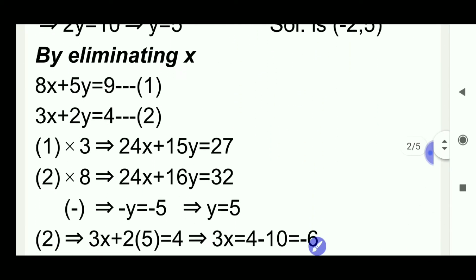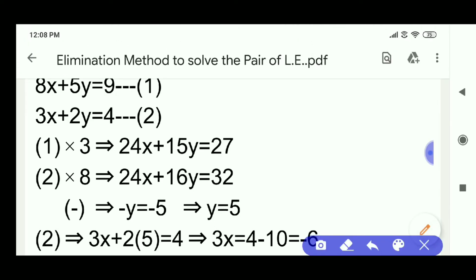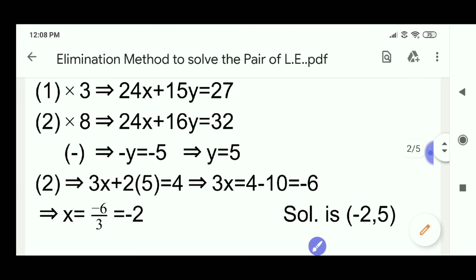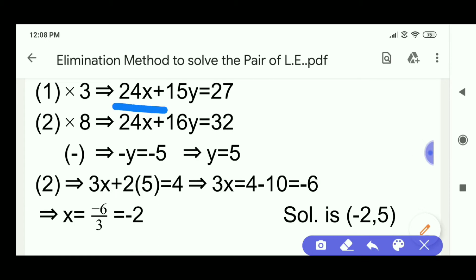Now let us eliminate x in the same equations. When we try to eliminate x, just observe the coefficients. In the second equation, the coefficient of x is 3. So multiply the first equation with 3. In the first equation, the coefficient of x is 8. Multiply the second equation with 8. So it becomes 24x + 15y = 27. And the second equation becomes 24x + 16y = 32.